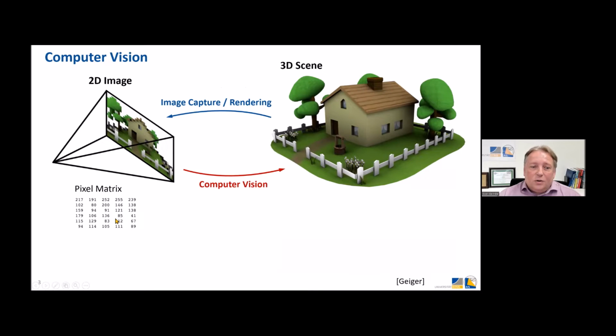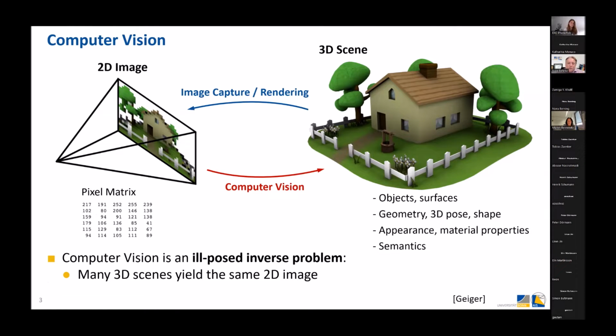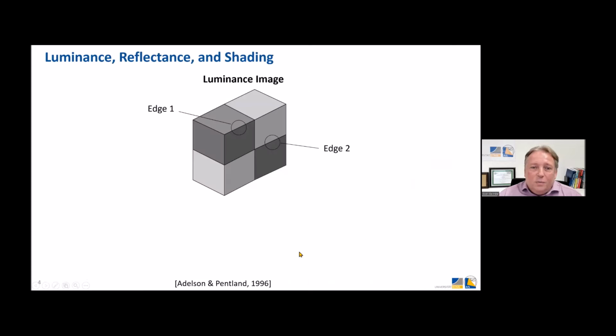But computer vision now tries to look at this pixel matrix and recover what kind of objects we have in the scene. What is the geometry of the scene? What is the pose of the objects, the shape of the objects, appearance, material properties, and semantics. Many aspects that we want to recover, but unfortunately, computer vision is an ill-posed inverse problem. So many 3D scenes yield the same 2D image, and that means that we need to put in additional constraints, knowledge about the world, in order to resolve these ambiguities.